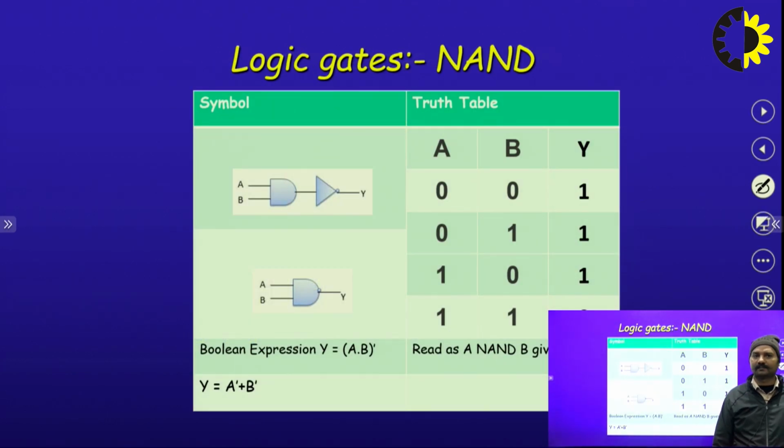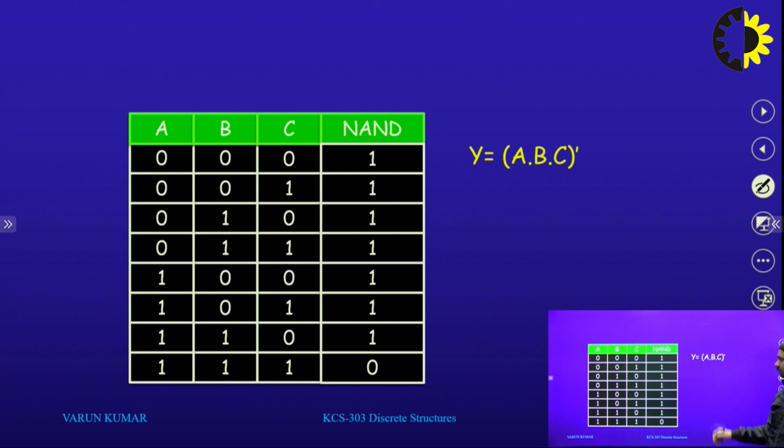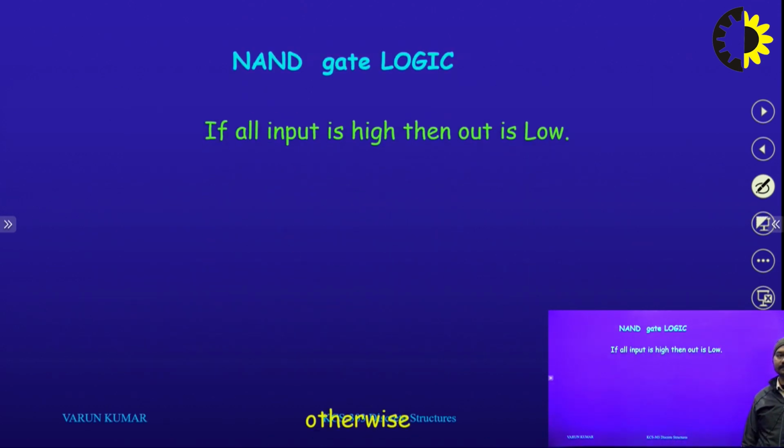Similarly, the NAND gate is the AND gate plus the NOT gate. So what is the logic of the AND gate? If all inputs are high, then the output is high. For the NAND gate, after that we perform the NOT operation, which means if all inputs are high, then the output is low, otherwise high. This is the circuit, and this is the table. We can check this: if all inputs are high, then the output is low, otherwise high. So this is the logic.